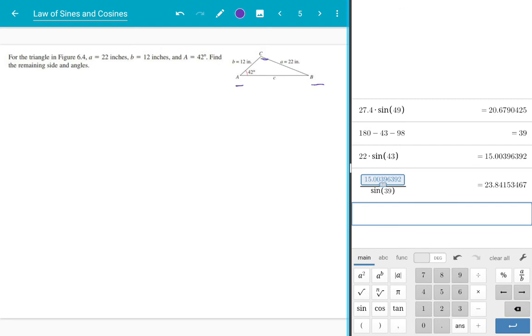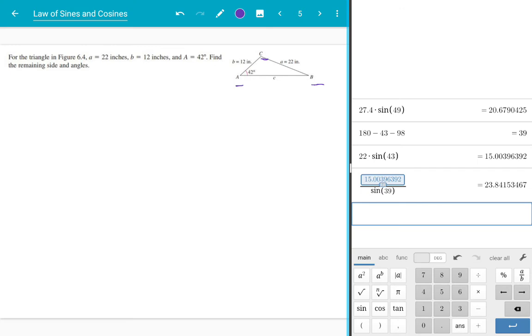They're going angle A, angle B, angle C. Please follow that same pattern just so it's easier for you to work it out. Okay, so for this triangle, they give us that A is 22 inches, B is 12 inches, and angle A is 42. Find the remaining sides and angles. So let's go ahead and use the law of sines and law of cosines to find the remaining stuff, and then let's see if we get one solution for everything.